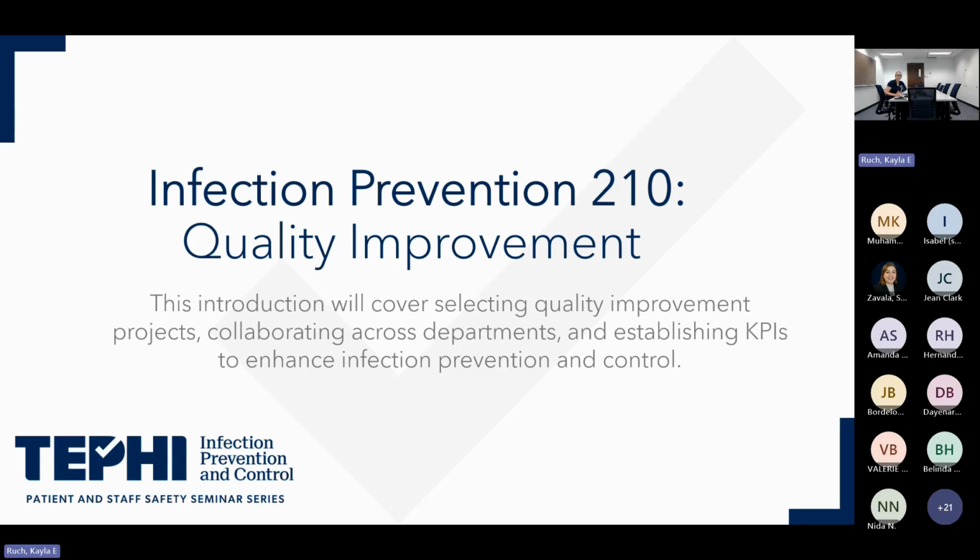Everyone, and welcome to the Texas Epidemic Public Health Institute Infection Prevention and Control Series 210 Quality Improvement. This lecture will briefly introduce how to select a quality improvement project at your specific organization, how to collaborate across different departments on quality improvement projects, and how to establish effective key performance indicators or KPIs to enhance infection prevention and control.